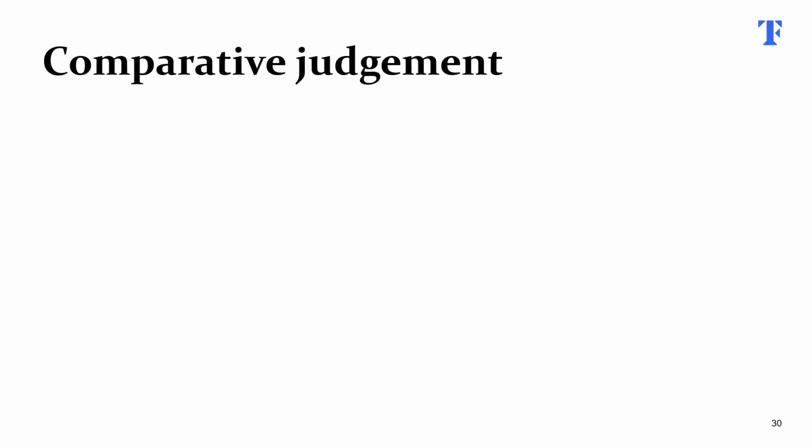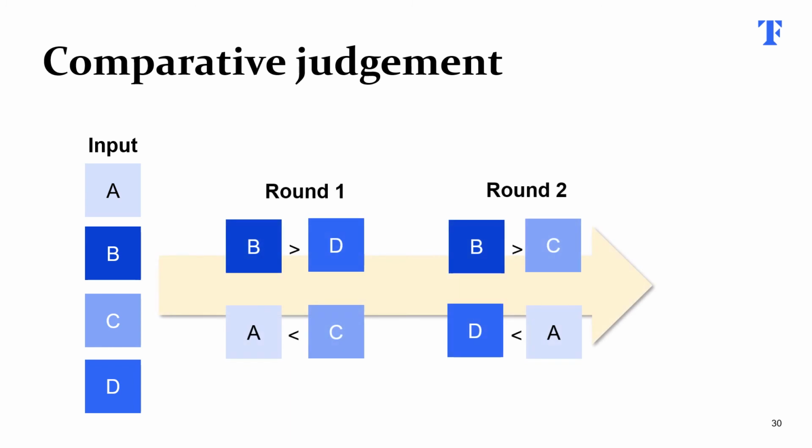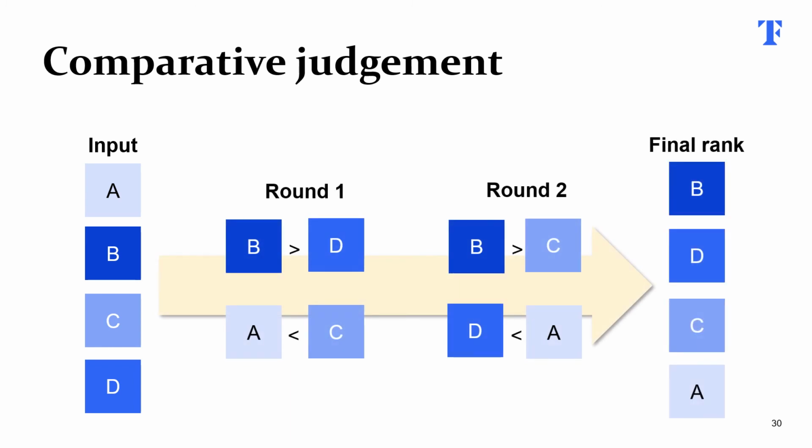The example on screen shows 4 responses, A to D, of different colour grades. Through repeated rounds of comparison between pairs of colours, you can infer a ranking from darkest to lightest. You could achieve the same if you were comparing work and end up with a ranking of strongest to weakest.